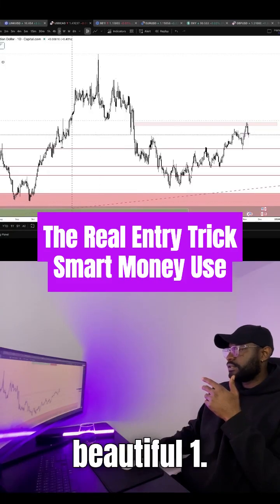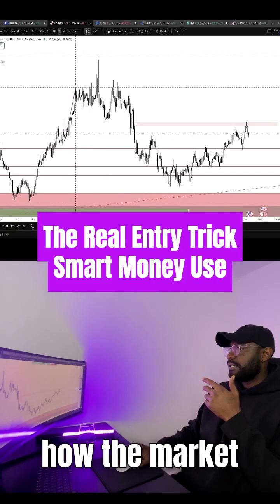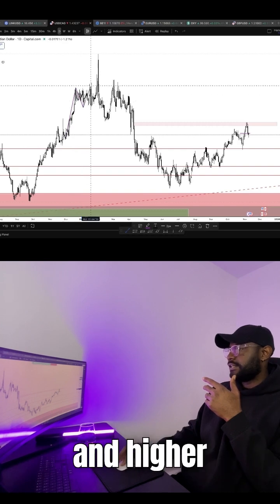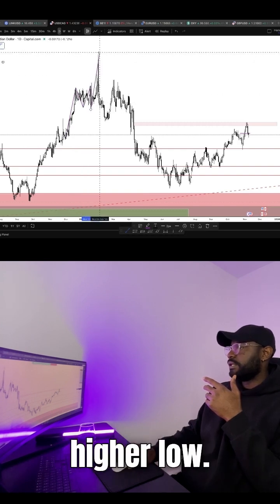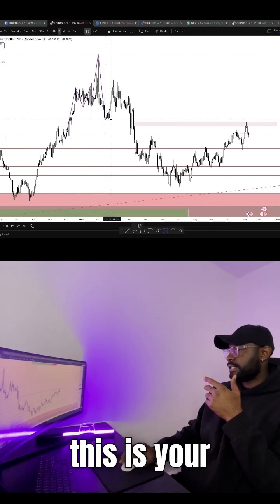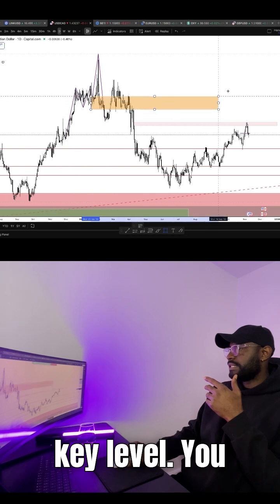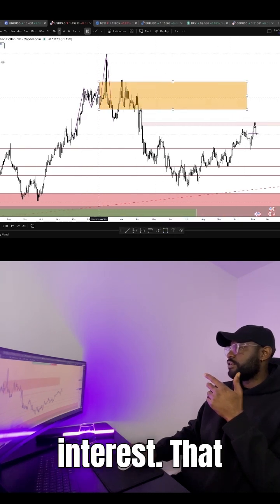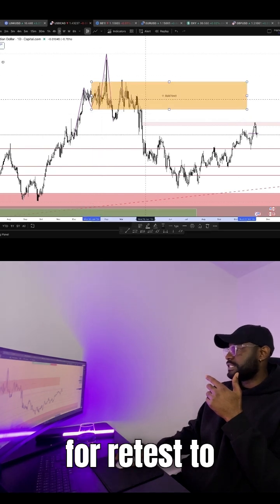Another beautiful one. You can basically see how the market was trending to the upside, creating higher highs and higher lows, a higher high and a higher low. And then right here, we broke structure. So right here, this is your key level. You mark the key level, and that's your area of interest where you're anticipating a retest to sell off.